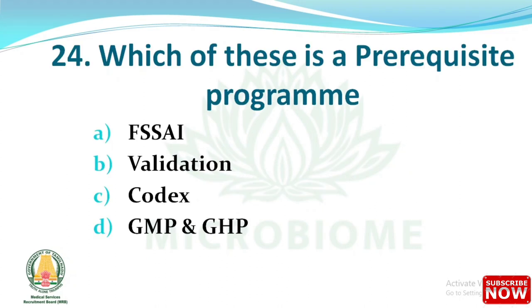And next, which of these is a prerequisite program? The options are FSSA, validation, Codex, GMP and GHP. The right answer, option D, GMP and GHP, that is good manufacturing practice and good hygienic practice.